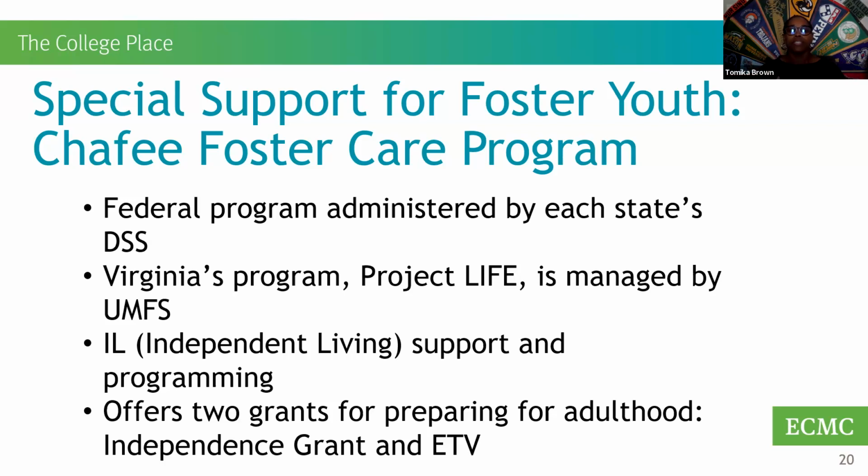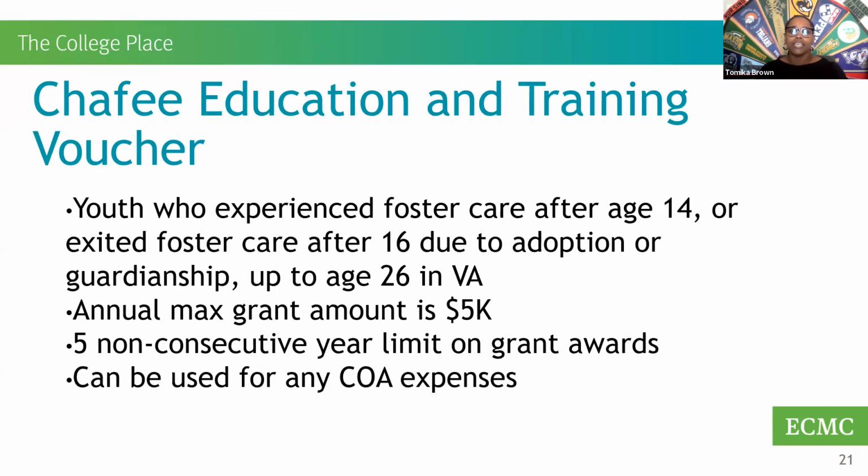The particular Chafee program offers 2 grants. Project Life manages the grants and also manages the programming that supports these youth. Those grants are the Independence Grant and the ETV grant. The ETV grant, ETV voucher is generally what we call it, is for youth who were in care after the age of 14 or who exited care after 16 due to adoption or guardianship. Those up to the age of 26 in the state of Virginia can get $5,000 a year for 5 non-consecutive years for education and training opportunities. This could be used for any of the cost of attendance expenses or supplies that they may need.